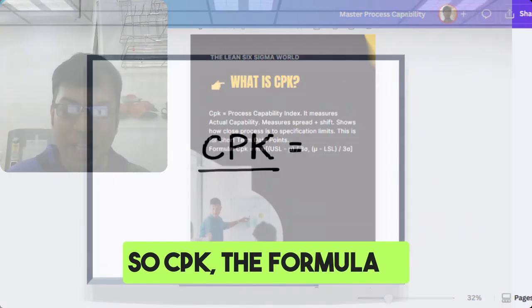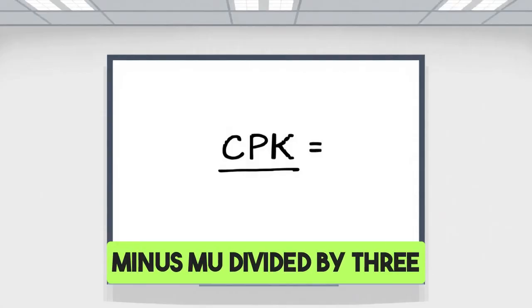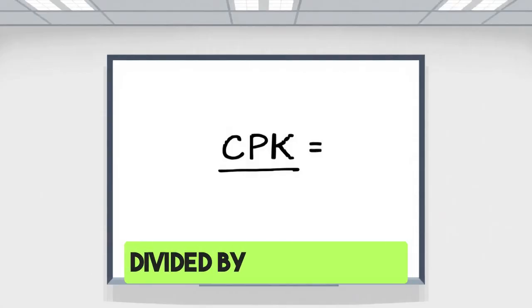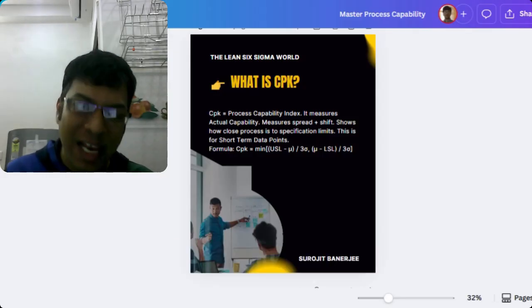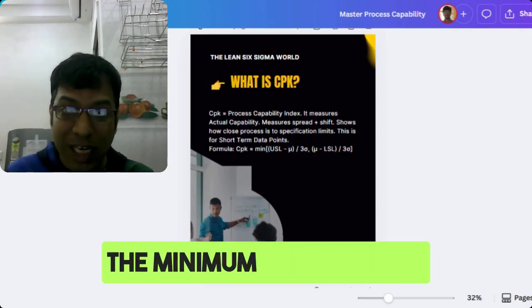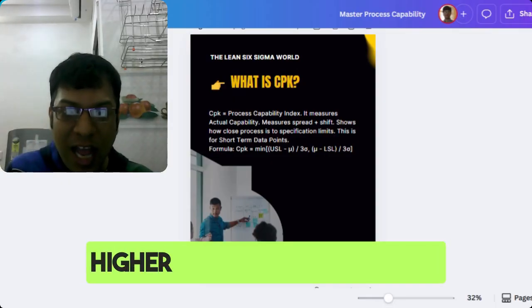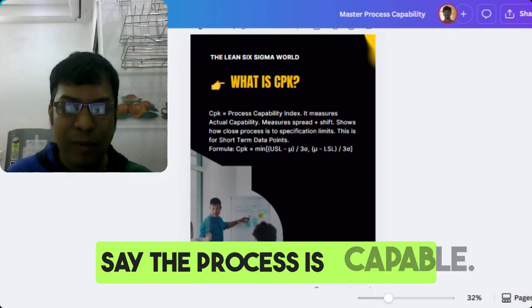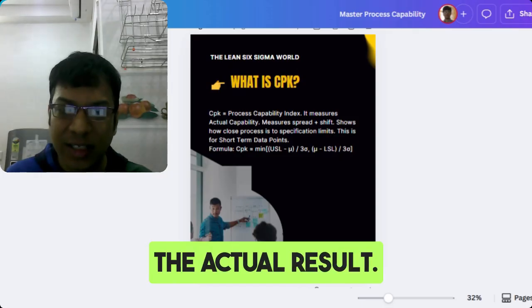So CPK, the formula is the minimum of these two: USL minus mu divided by 3 sigma, and mu minus LSL divided by 3 sigma. So in CPK we find out CPU and CPL. The minimum of these two you have to take into consideration, because the minimum of these two will give you the actual process capability. If you consider the bigger, higher value, then you might say the process is capable, but actually your process is not capable, because the minimum of these two will give you the actual result.